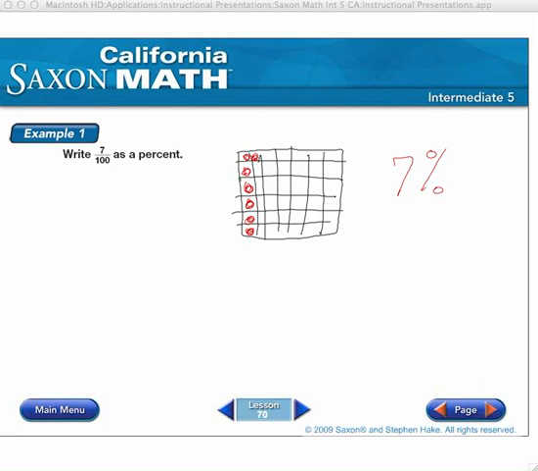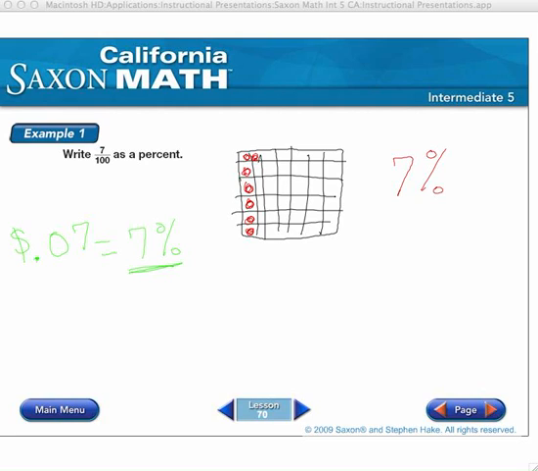I could also think of it as money. 7/100ths is like 7 pennies. Okay, 7 pennies is the same as 7 cents, which is the same as 7%. Okay, not to get confused with 70%. This is only 7, very small.